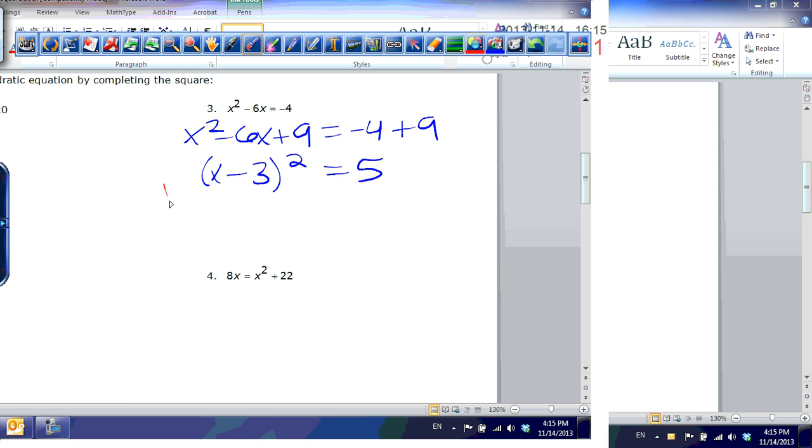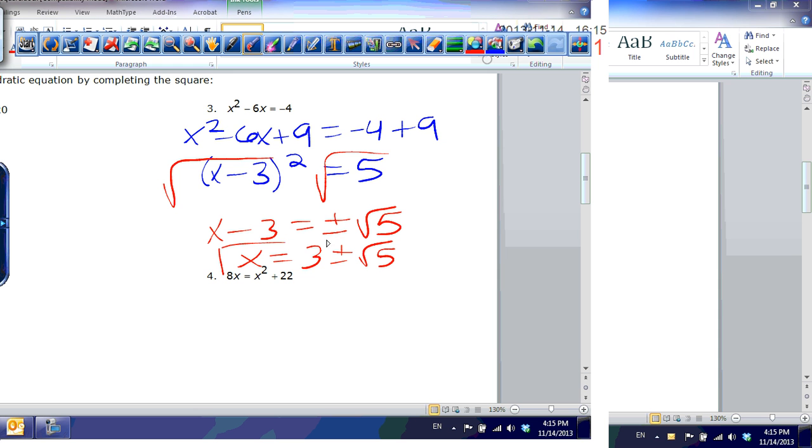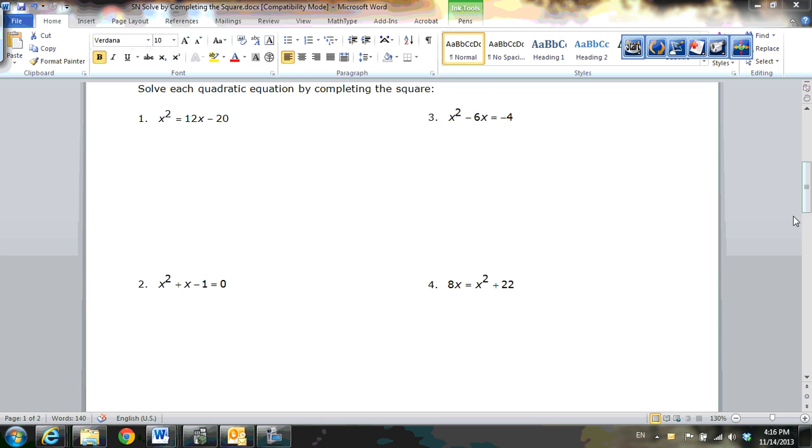Now sometimes when we take the square root, we can't simplify. So I got x minus 3 equals plus or minus square root of 5. I can't find the square root of 5. So I'm just going to add 3 to both sides, and I get 3 plus or minus root 5. That's it. Alrighty. So 2 and 4 work the same way.